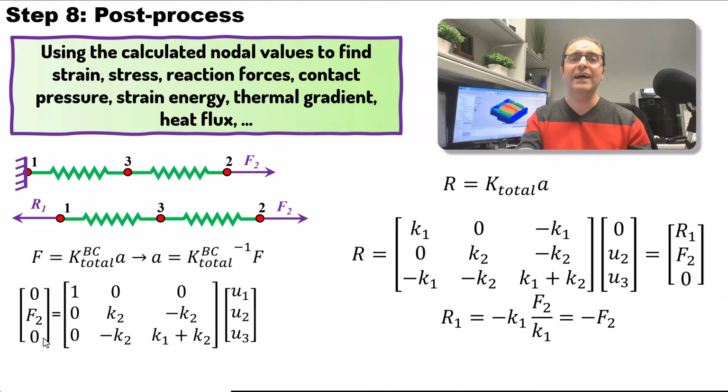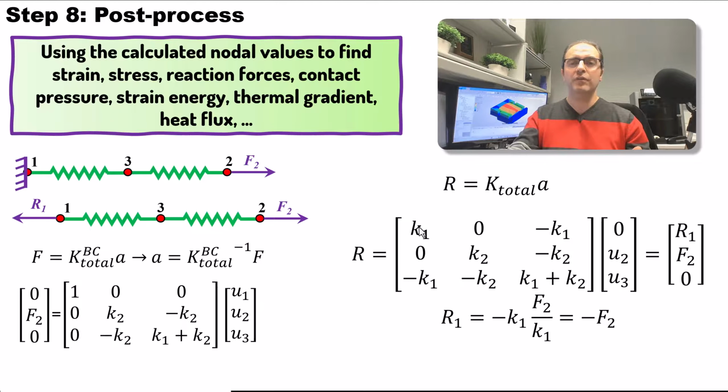Another output that we are interested in is the reaction force. Remember, we are still in step 8 where we do all the post-processing. If I have this spring, how can I find the reaction force? It turns out that to find the reaction force, we need to use the original characteristic formula. You remember that we changed the characteristic formula by applying the external forces and the boundary conditions into this form, K total BC. But now if we want to find R, which are the reaction forces, we need to go back to the original characteristic formula where we see K total times A.